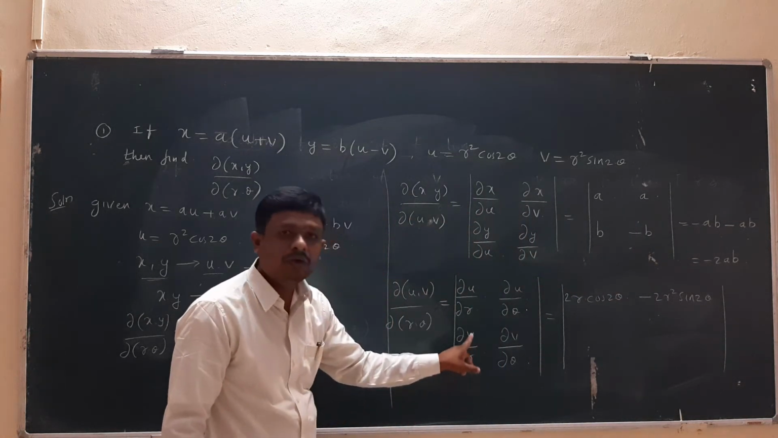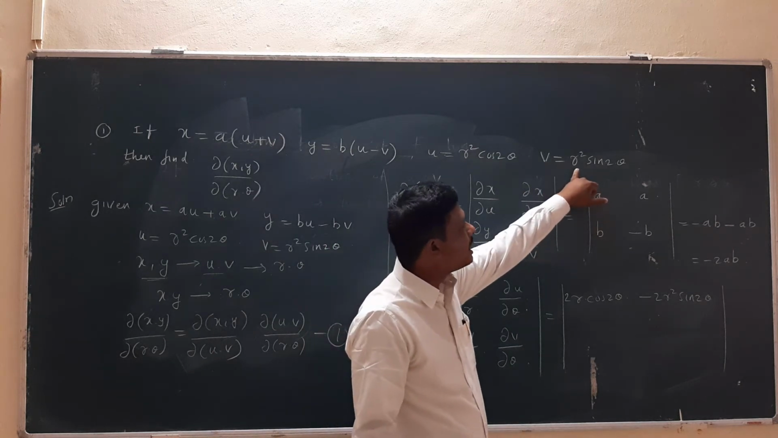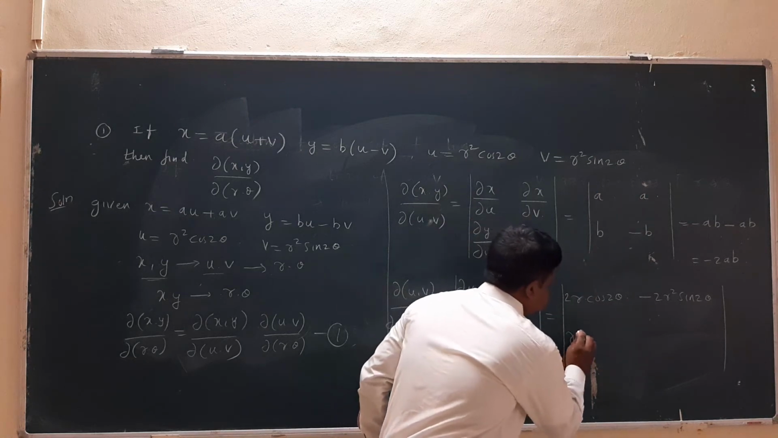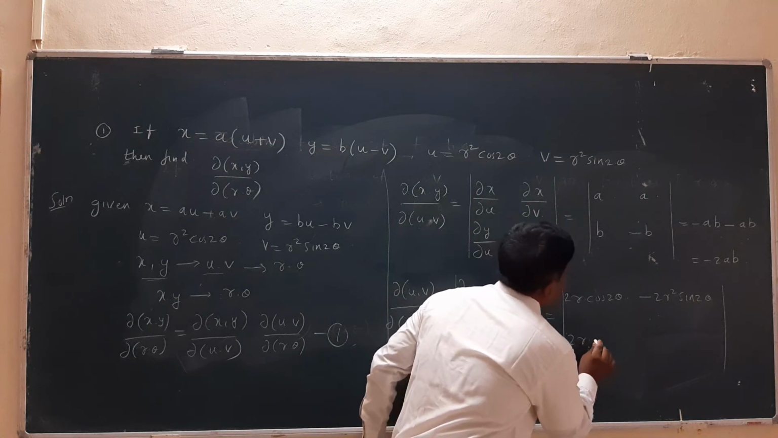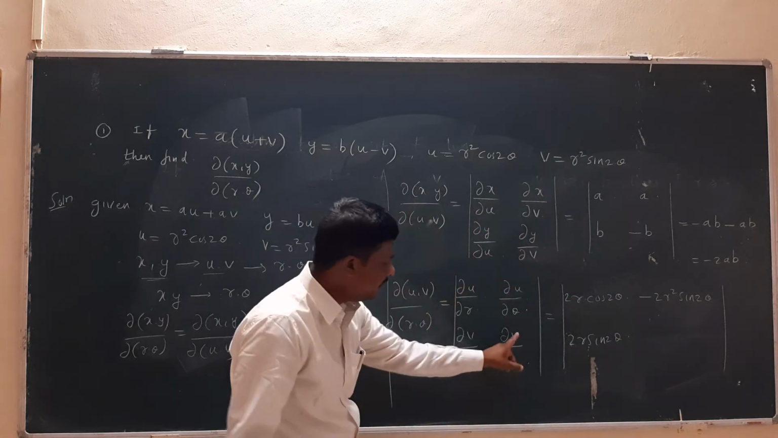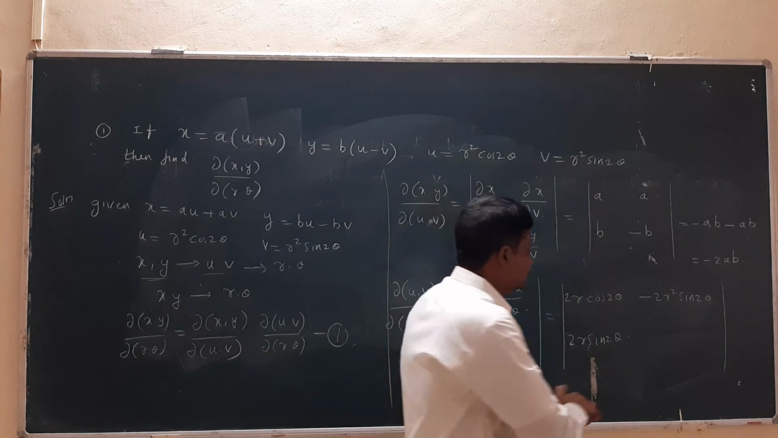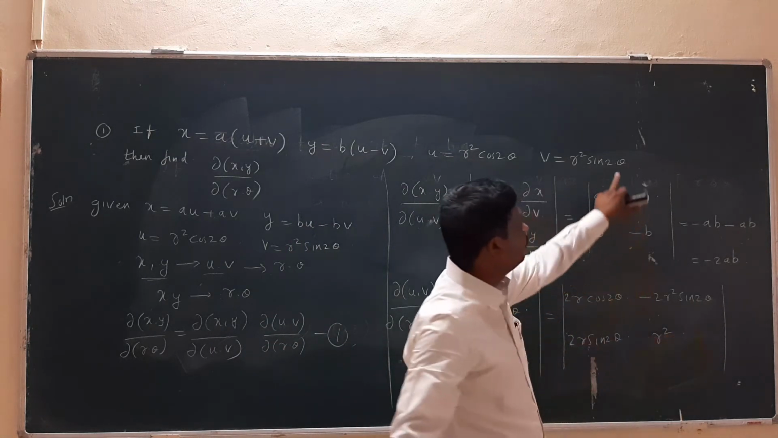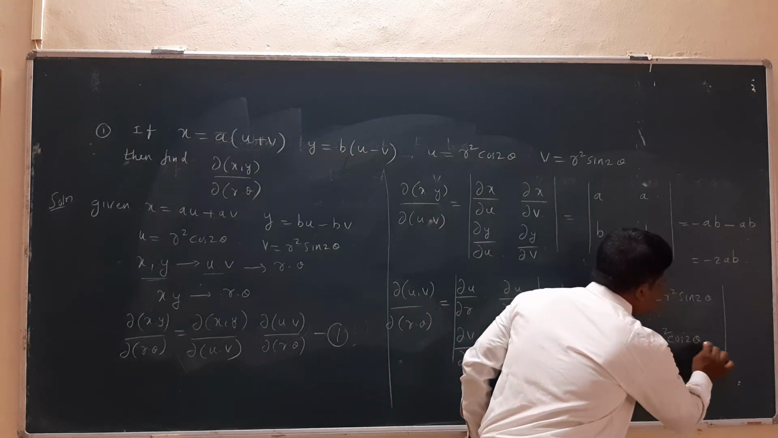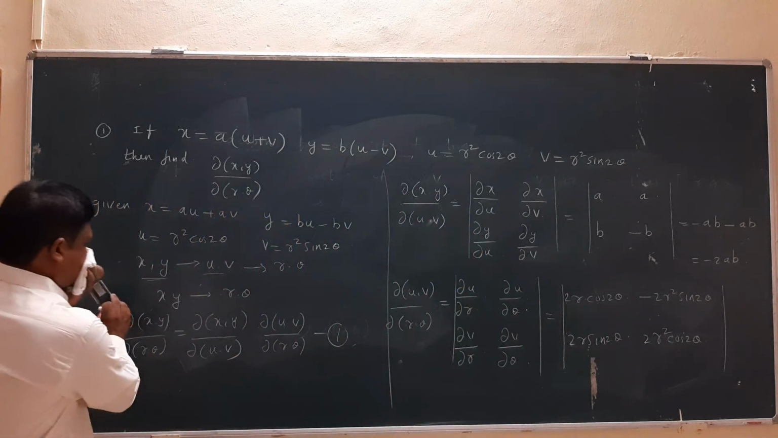Then v with respect to r, differentiating v with respect to r, again the derivative of r square is 2r, and this one is constant, that is 2r sin 2θ. Then v with respect to theta, so r square is constant, so we write it as it is. The derivative of sin 2θ with respect to theta is 2 cos 2θ. So again I will simplify this one.